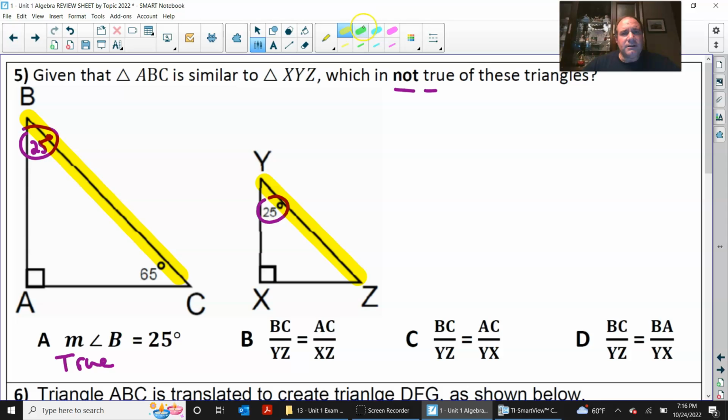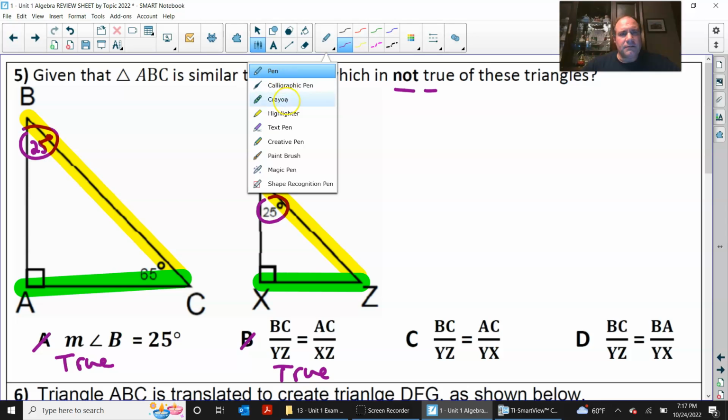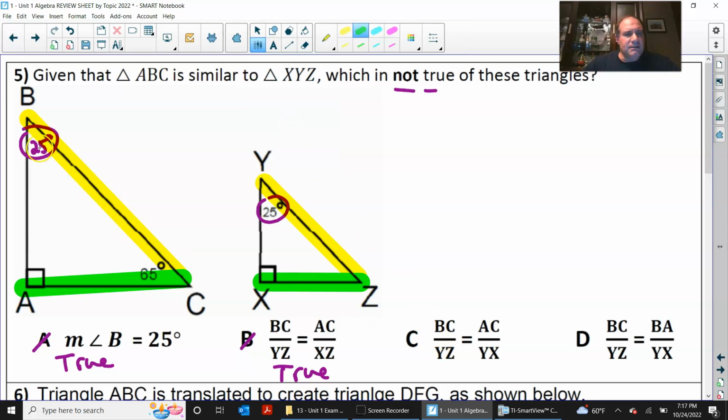And then they put the next one, AC over XZ. That looks good. True. So they're looking for one that's not true. So we're going to put the next one on, let's see, BC, that's the yellow one, over YZ. That's the yellow one. That's good.